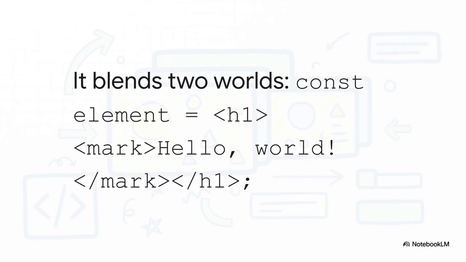Now, take a look at this. What's so interesting here is how familiar it looks, right? If you've ever seen any HTML, that H1 tag for a heading is totally standard. But notice how it's being set equal to a JavaScript variable, element. That's the magic of JSX in a nutshell. It's blending these two worlds together, and that is 100% on purpose.